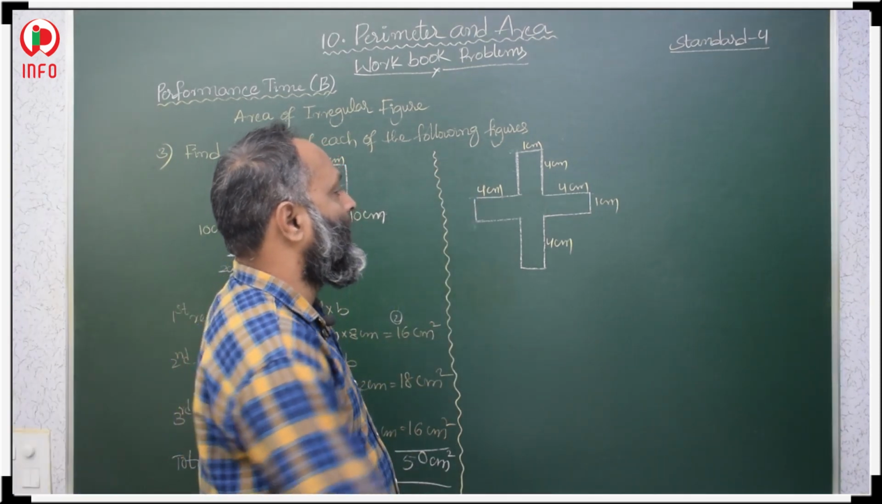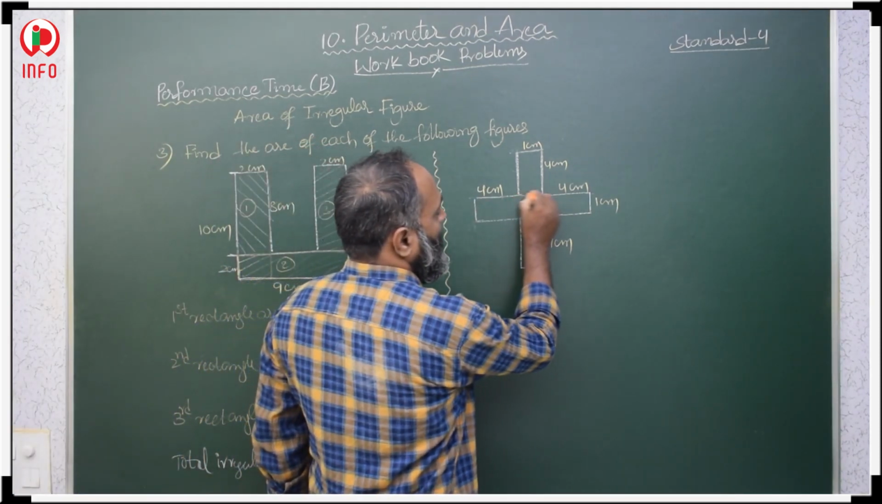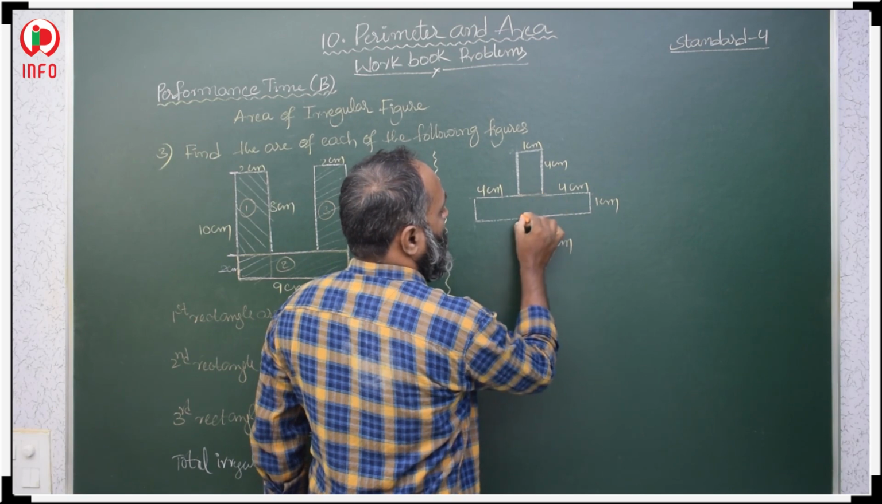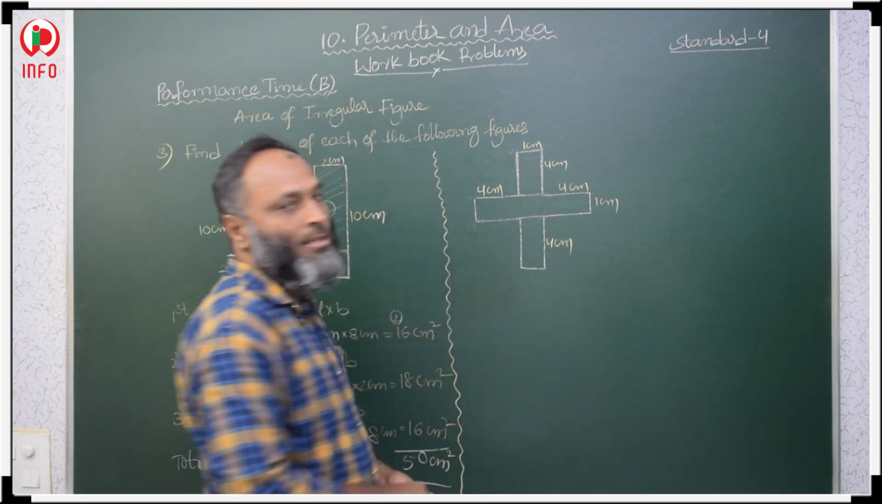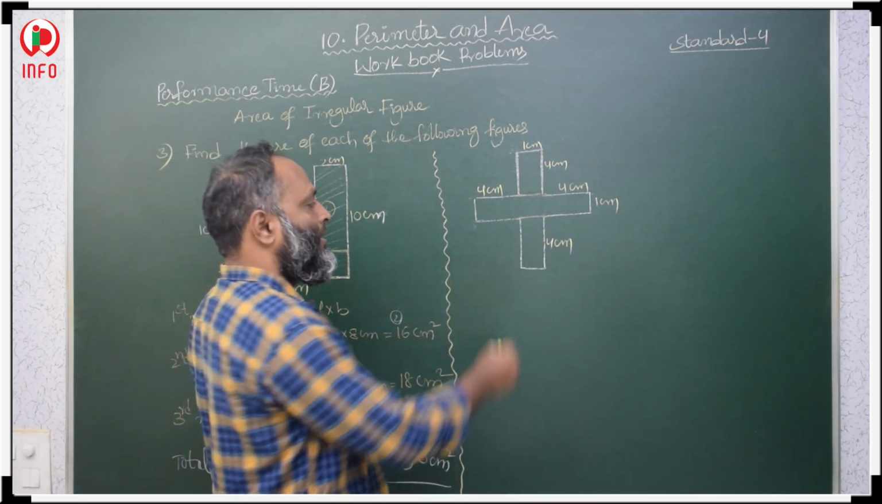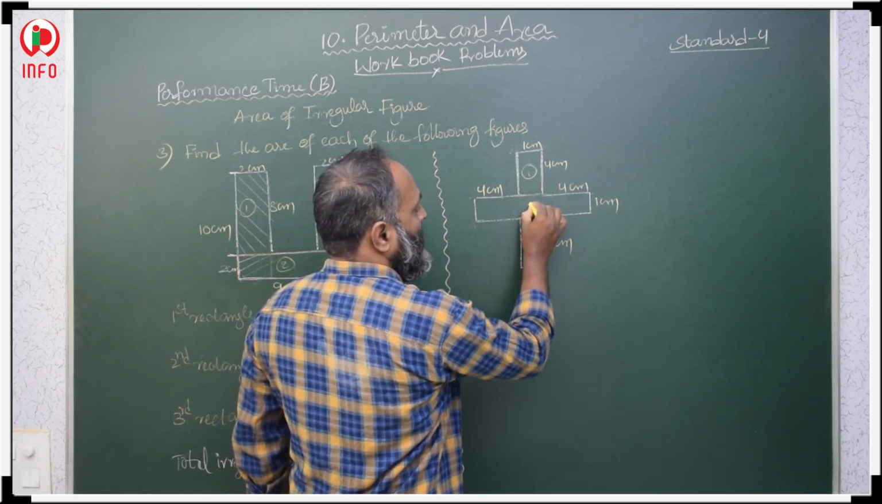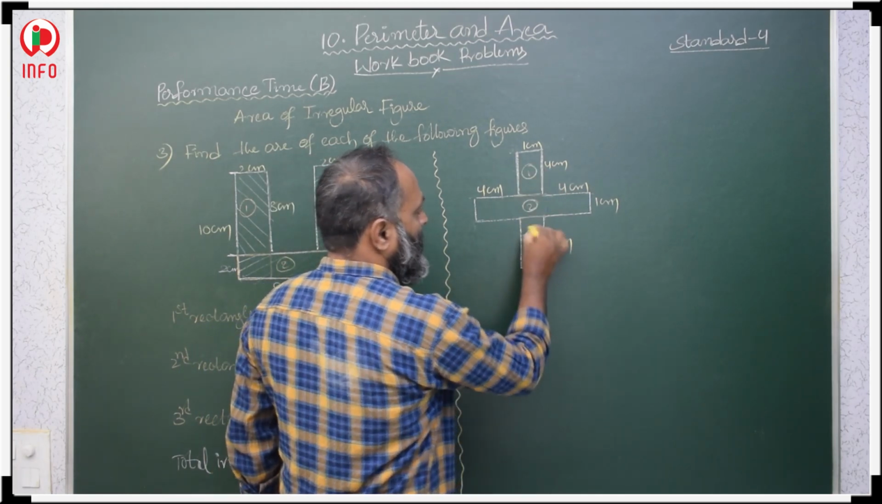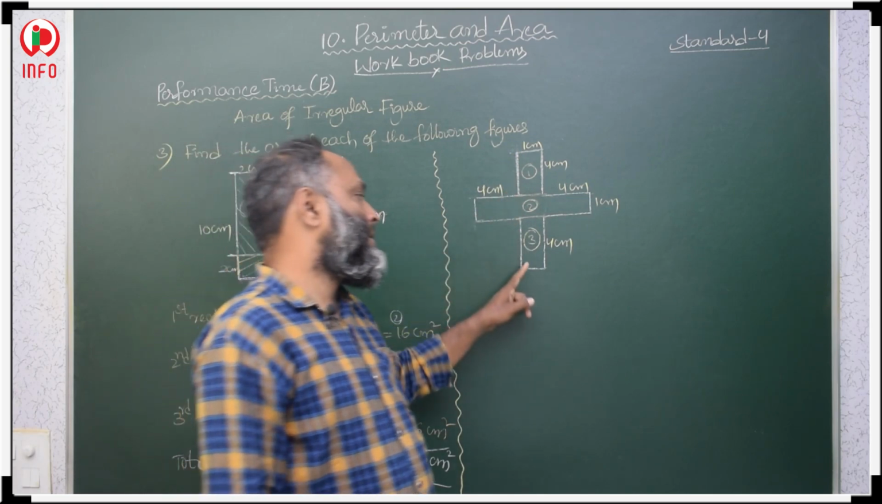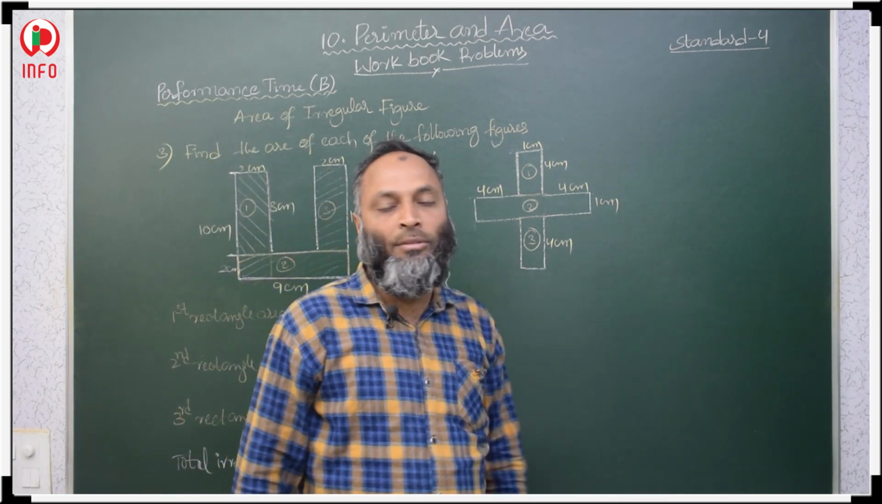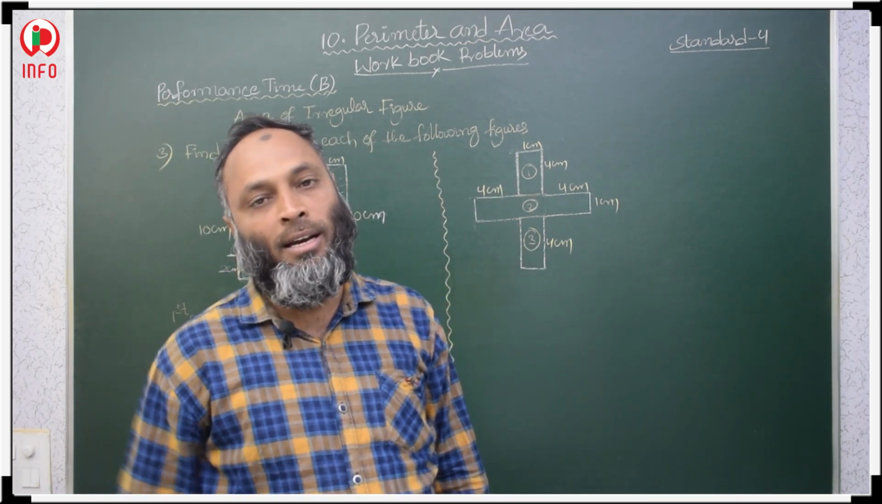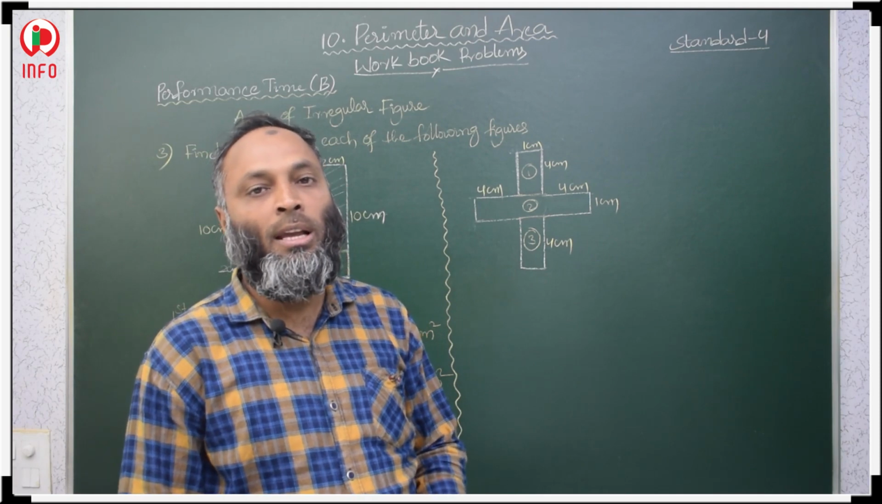So here, how to find the area? See here, first you make rectangles. How many rectangles? This is an irregular shape. So this is our first rectangle, this is the second rectangle, this is the third rectangle. Find the first, second and third rectangle areas, and after that add. Then you will get the total area.